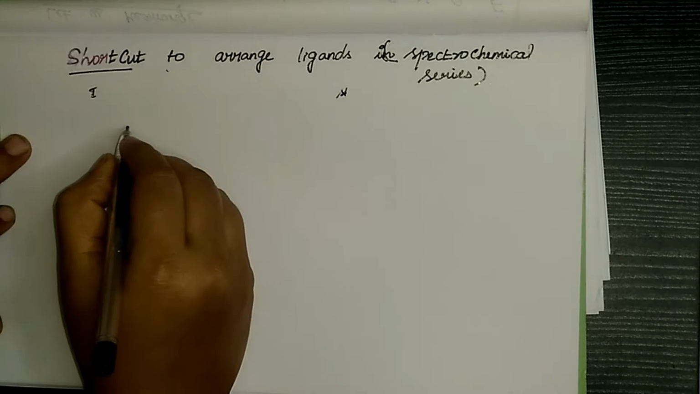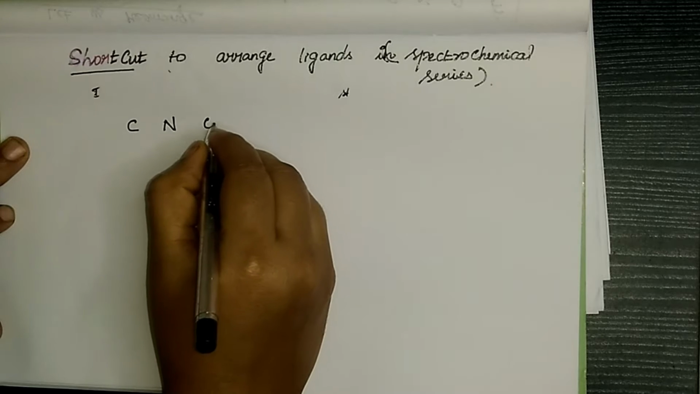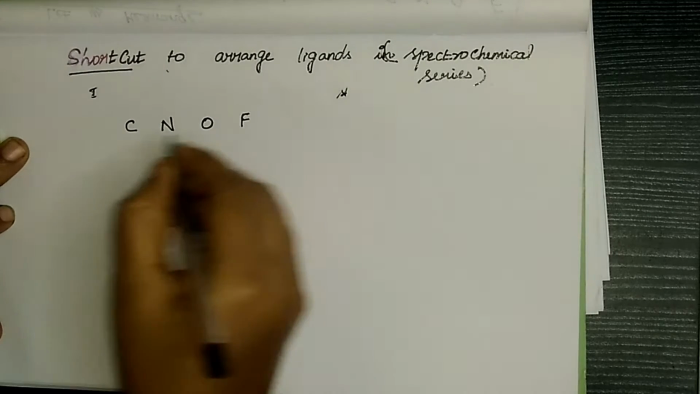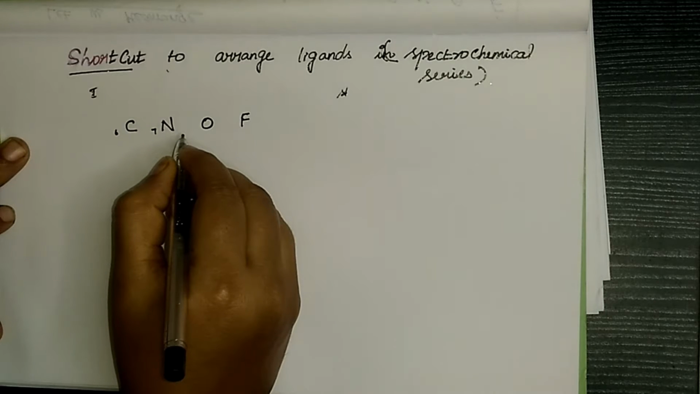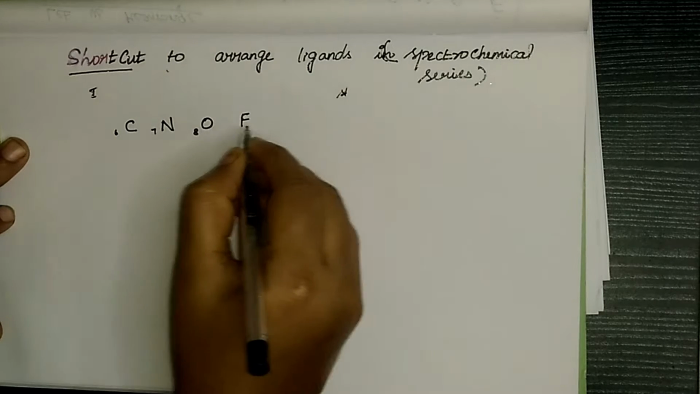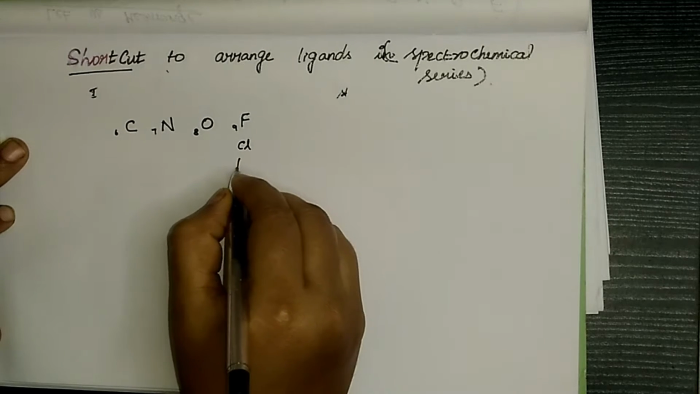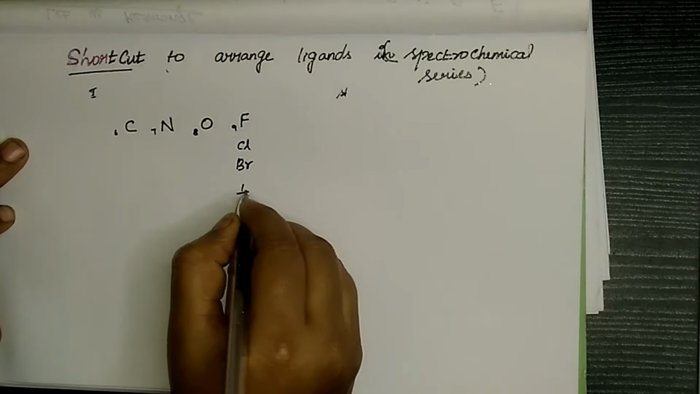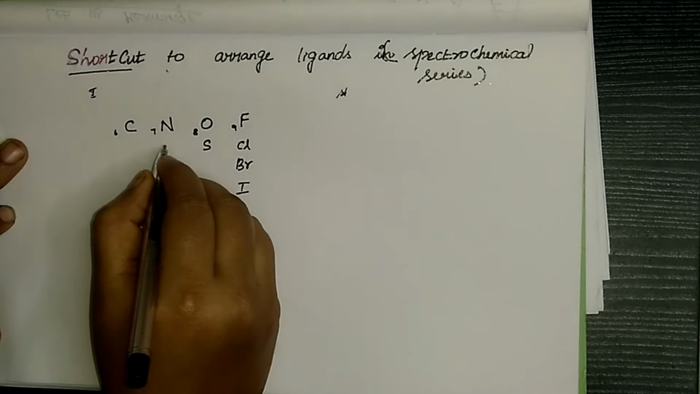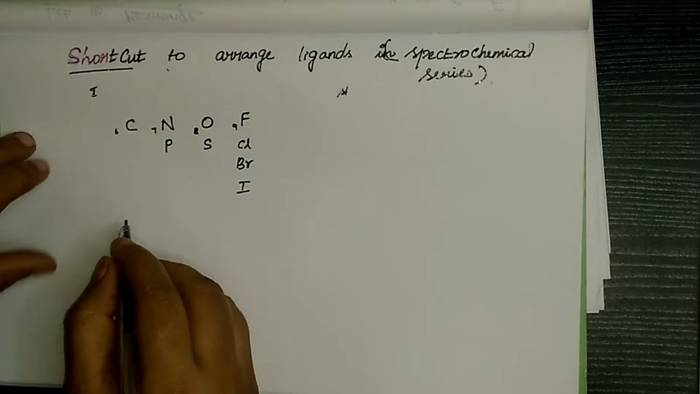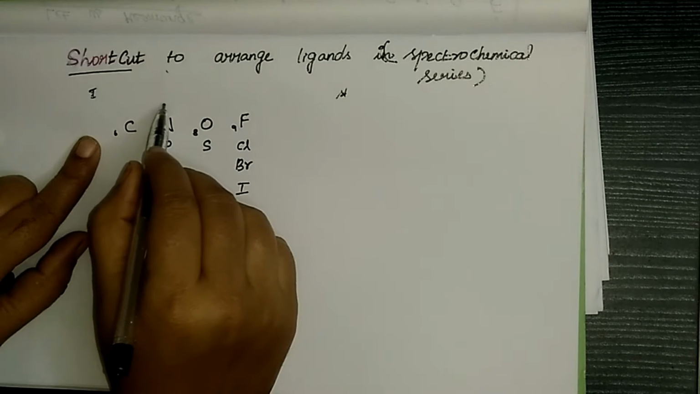See, the first thing is write the period: carbon, nitrogen, oxygen, and fluorine. So carbon is 6, 7, 8, and fluorine is 9. Below fluorine, you have chlorine, bromine, and iodine. Below oxygen, you have sulfur, and below nitrogen, you have phosphorus. In this case, you have to see the electronegativity value.